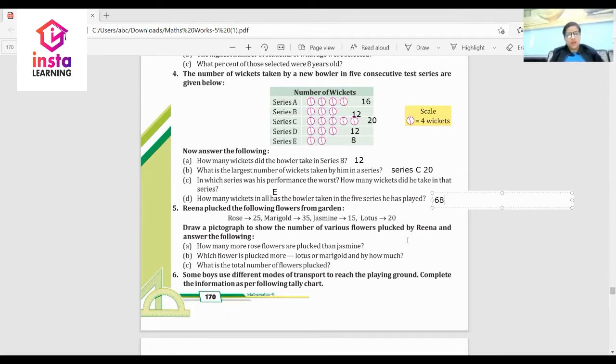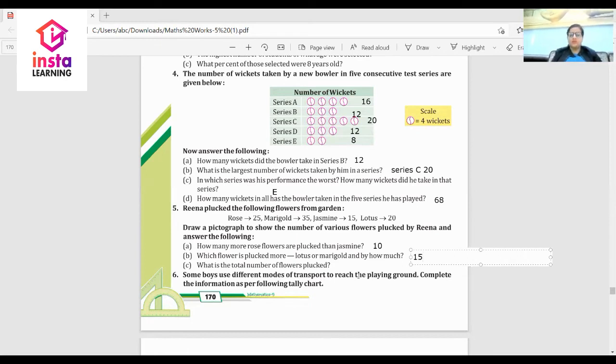Now, Reena plucked the following flowers from the garden: rose 25, marigold 35, jasmine 15 and lotus 20. How many more rose flowers are plucked than jasmine? It means you have to subtract. Jasmine 15 and rose 25, so it is 10 in number. Which flower is plucked more, lotus or marigold? Lotus is 20 and marigold is 35. So marigold is plucked more, and 15 is the answer.